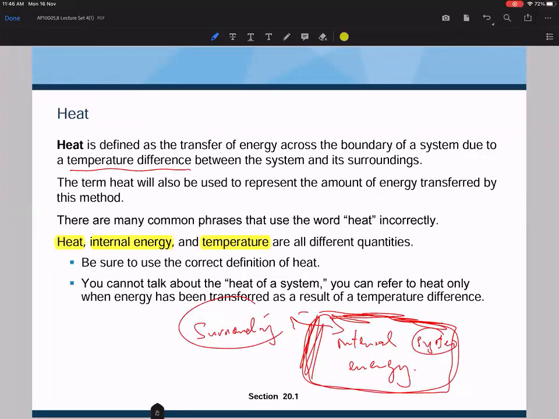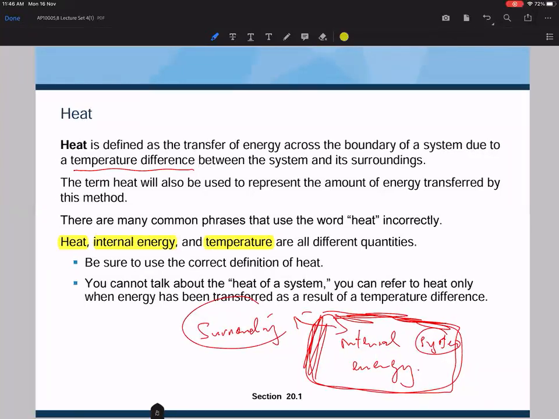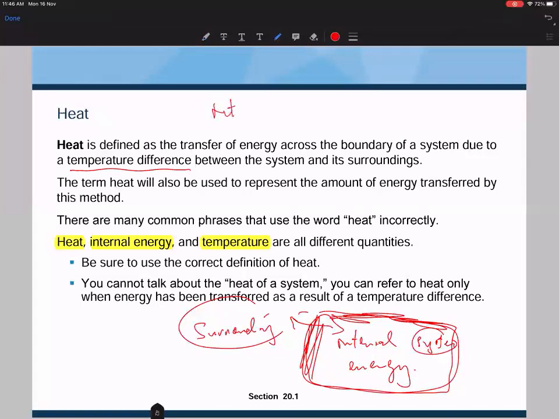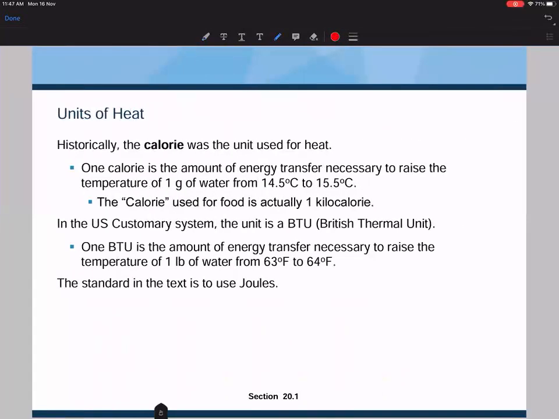So there are two terms already, internal energy and heat. Now, what about the unit of the heat? We mentioned that it is energy.